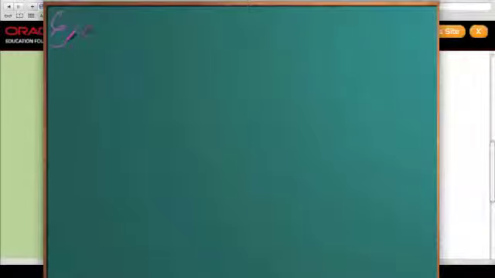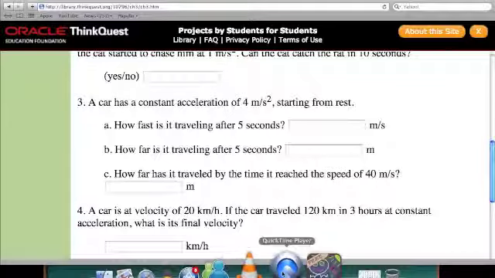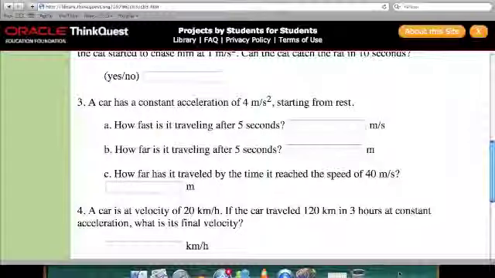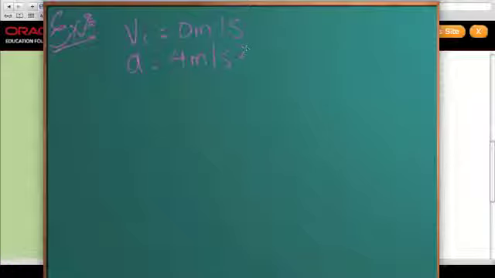So there is a car which has a constant acceleration of 4 meters per second square starting from rest. So initial velocity is 0 meters per second and acceleration is 4 meters per second square. How fast is it traveling after 5 seconds? So they're asking me the final velocity after 5 seconds. t is 5 seconds. Let's just put it in our formula here.